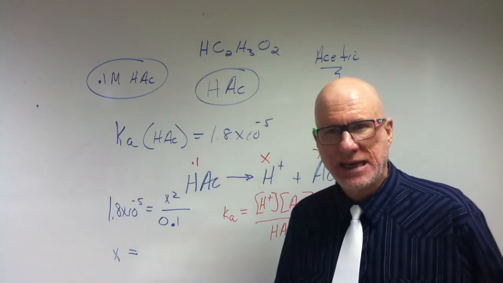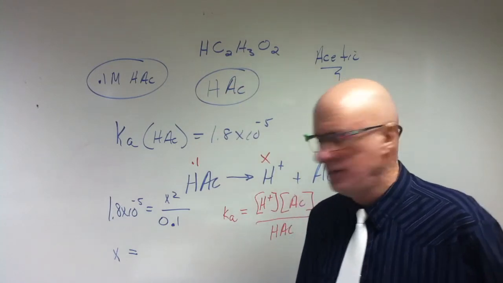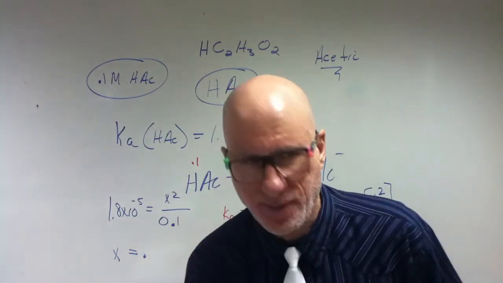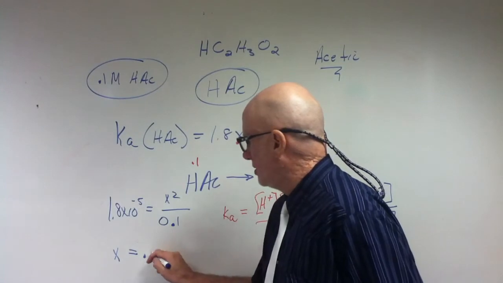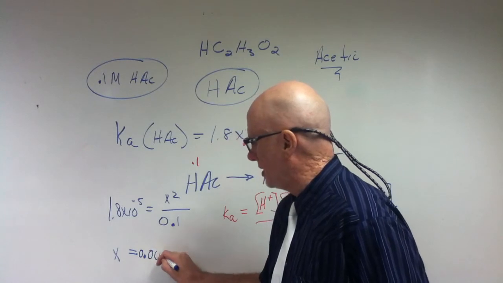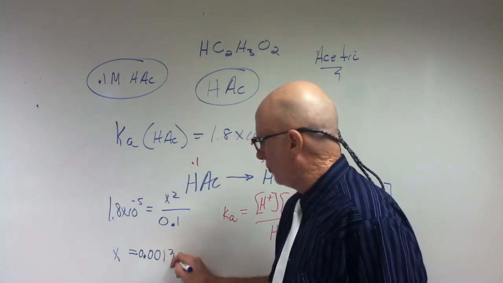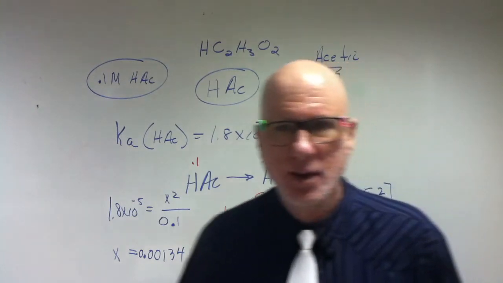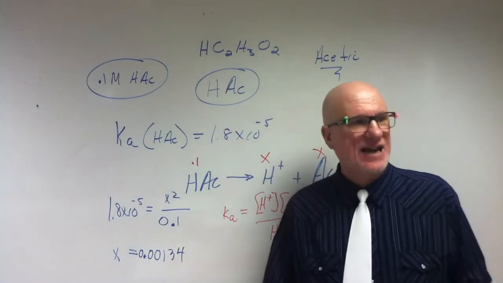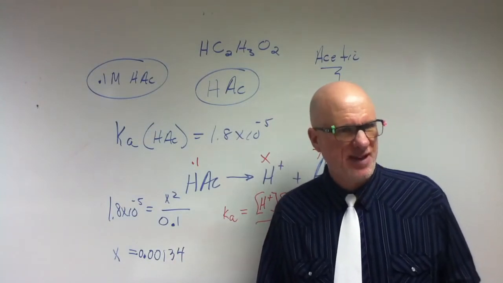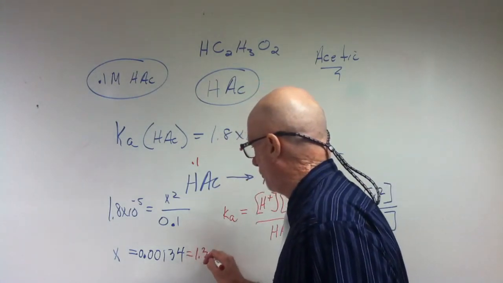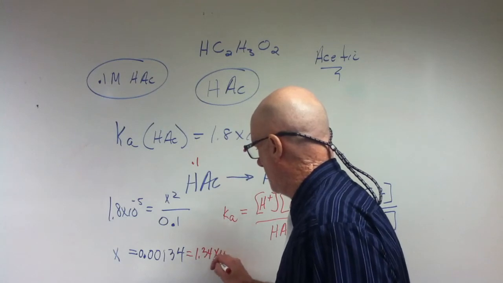equals, shall we keep it out of scientific notation? Usually, you got to get used to writing scientific notation. It's very important, guys. Equals 0.00134, three significant figures. Or 1.34 times 10 to the negative 3, right? Okay? Is that okay? Can we write that? Equals 1.34 times 10 to the negative 3.